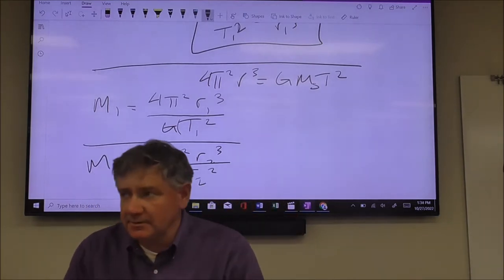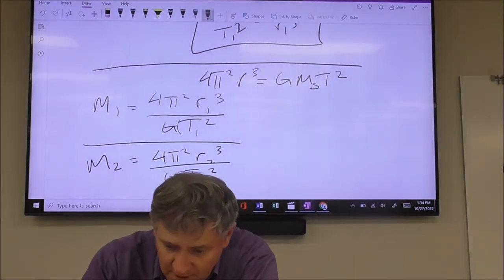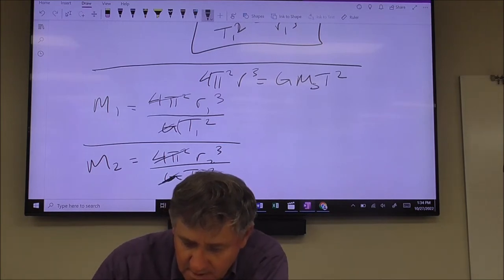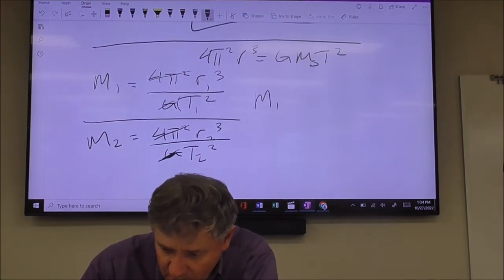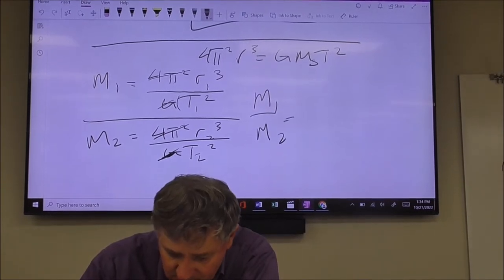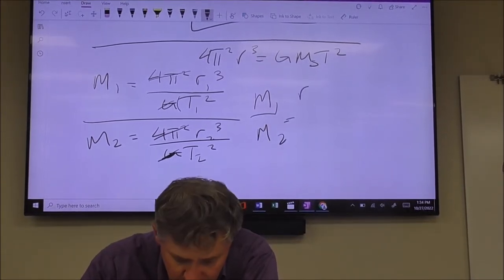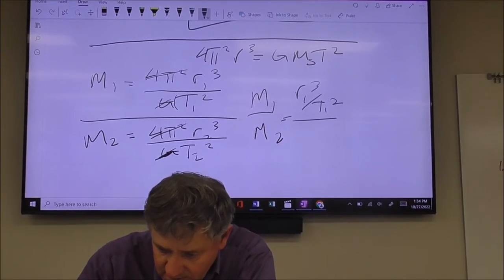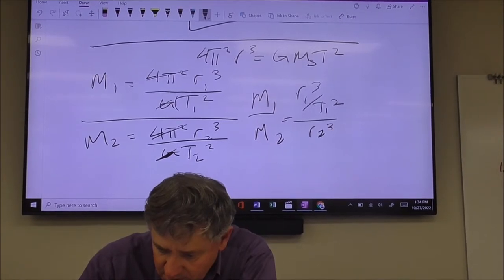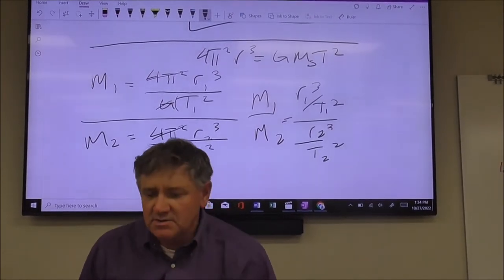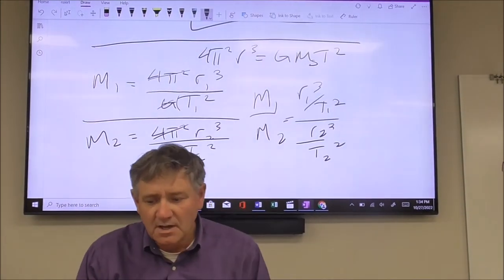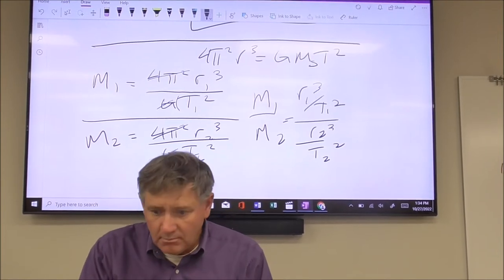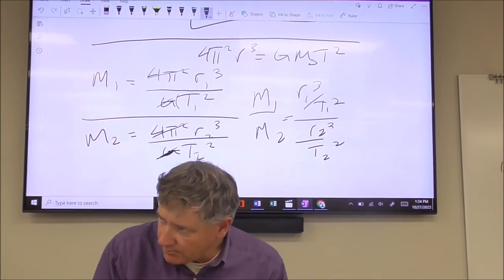So again, what's going to happen? Big G's cancel, 4 pi squared is going to cancel, okay? So what we have is the mass of 1 over the mass of 2 is going to equal r1 cubed over t1 squared, divided by r2 cubed over t2 squared. So you can set this up depending upon what you want to compare. Do you want to compare masses? Do you want to compare periods? Do you want to compare radius?